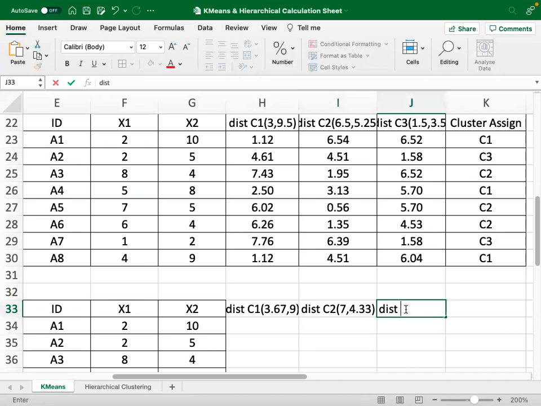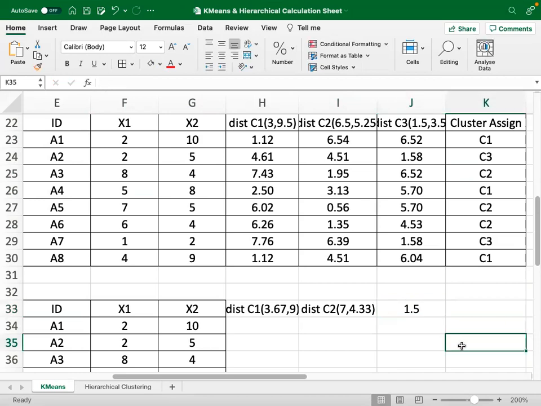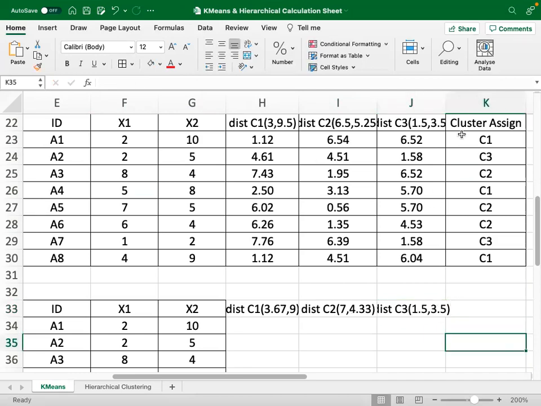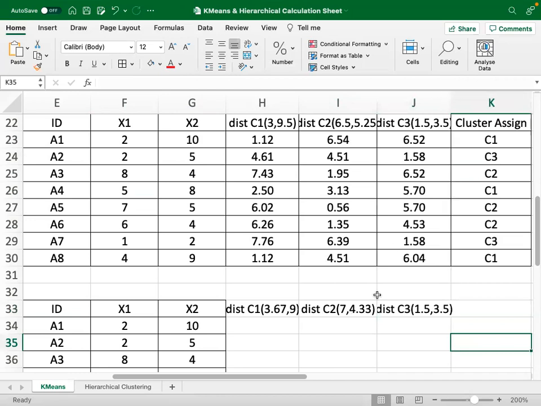Distance C3. We have a change. 2, I think C3, no change, right? So 1.5, comma 3.5. Cluster 3 is not changing at all, right? Cluster 3 is remaining constant.